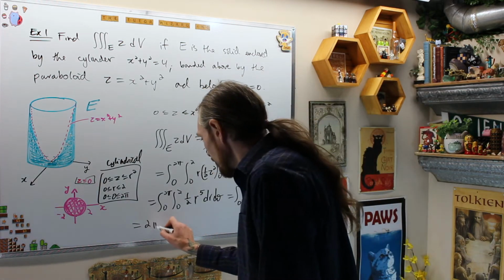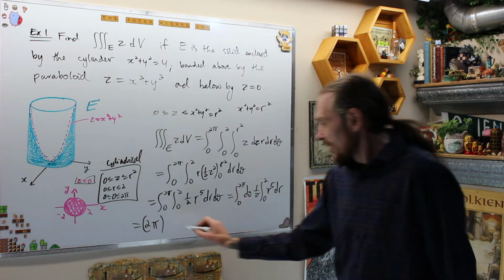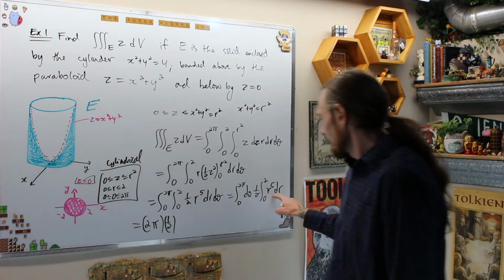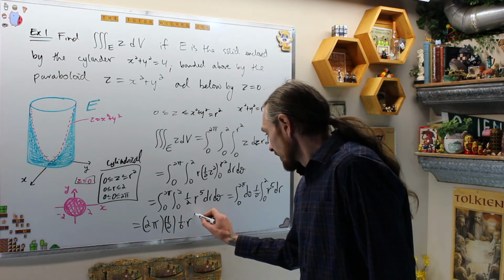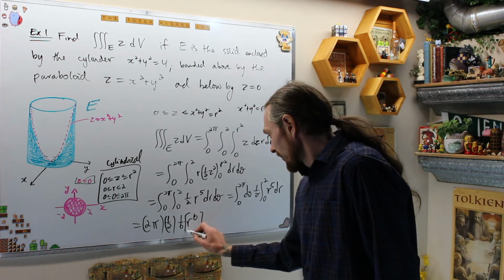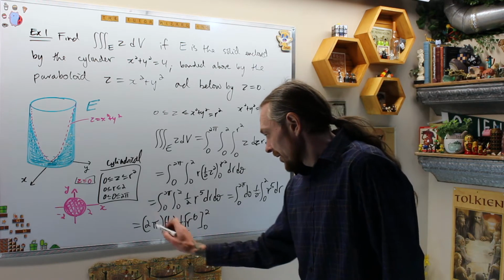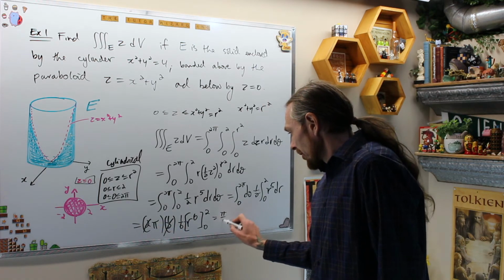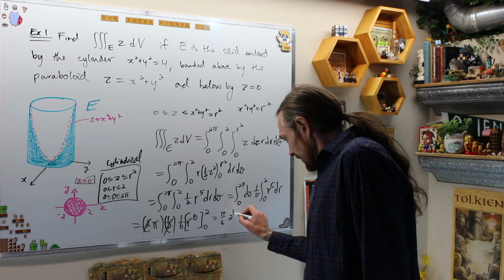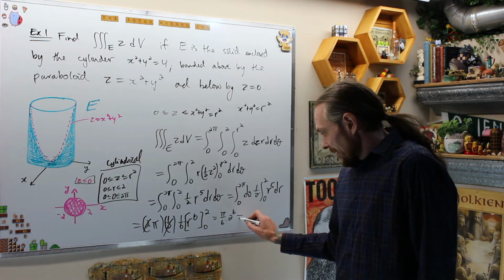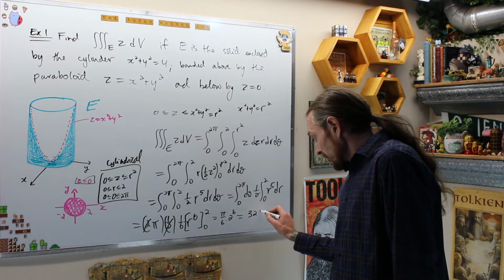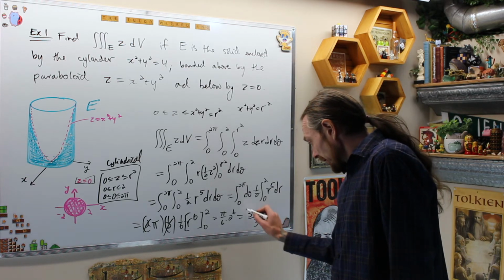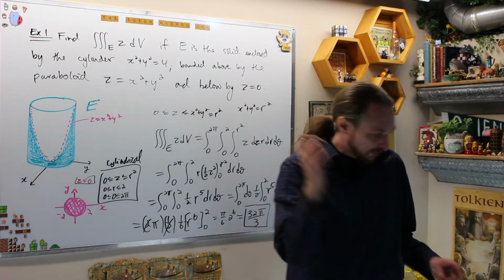This is equal to 2 pi, the first integral, times 1/2, which cancels nicely. And then I'm going to get 1 over 6 r to the 6 evaluated from 0 to 2. This gives me pi over 6 times 2 to the 6. There's a 2 in there, so I can cancel that. That's 2 to the 5 over 3, which is 32 pi over 3. Let's do spherical coordinates, then we'll do more.